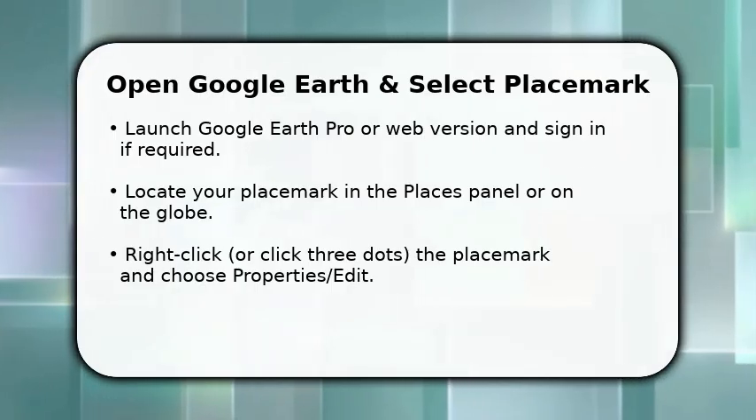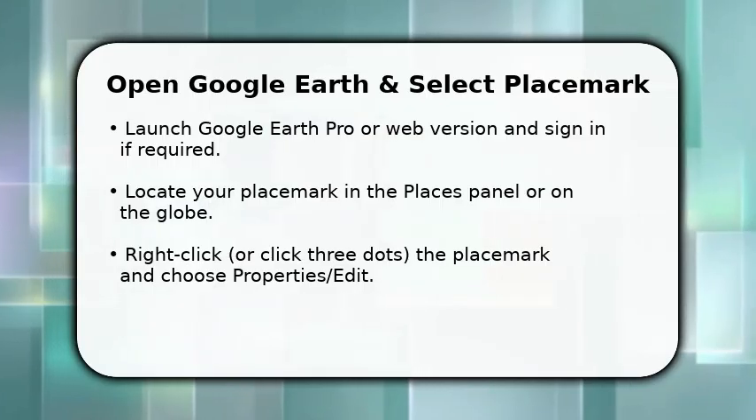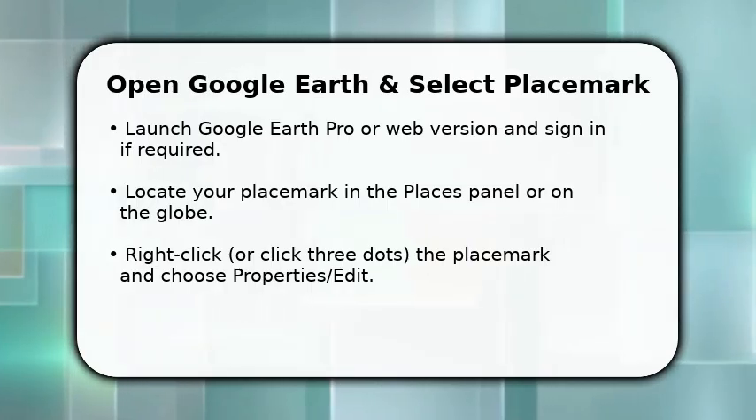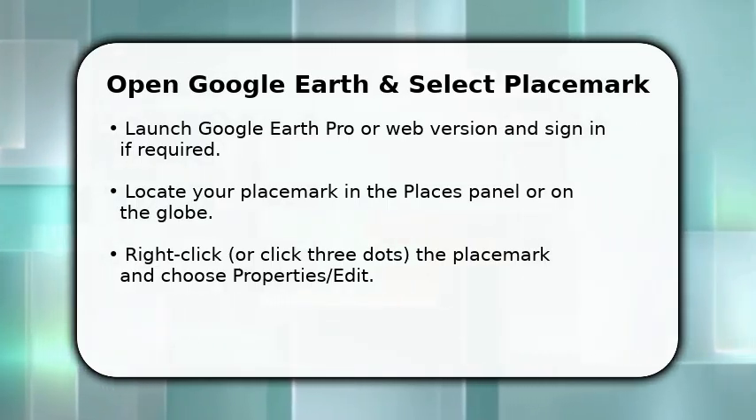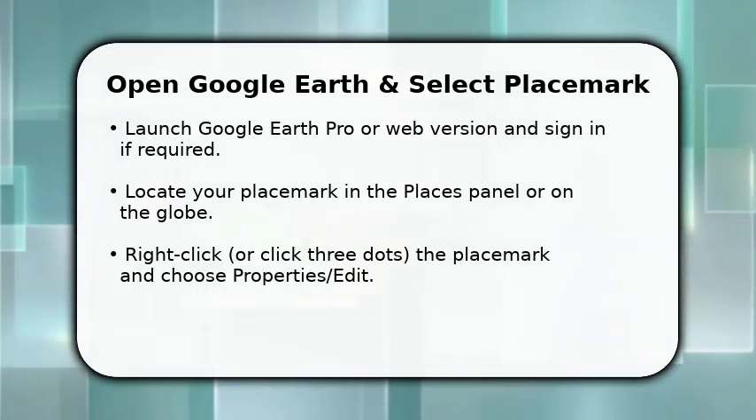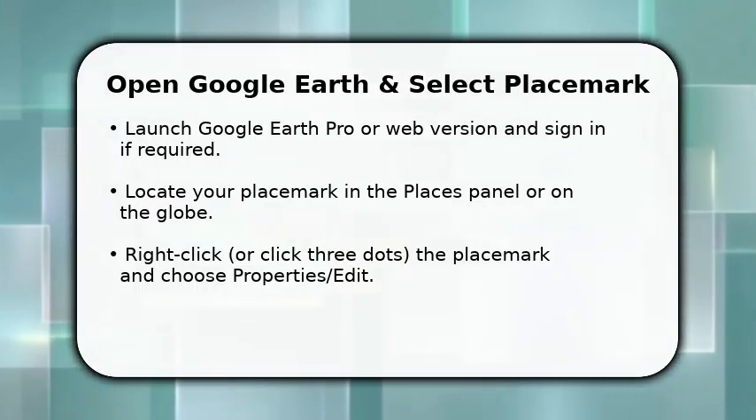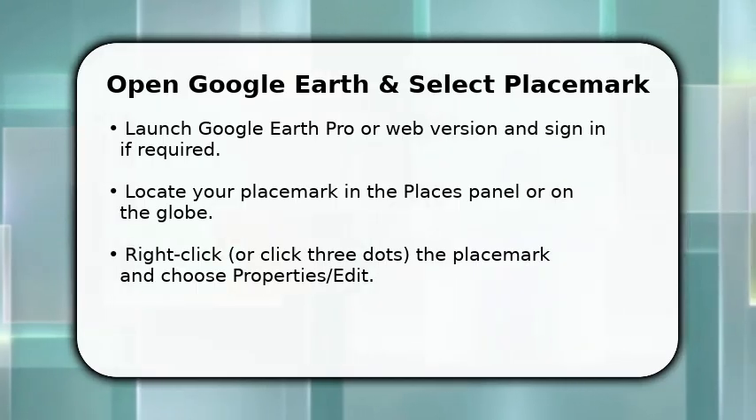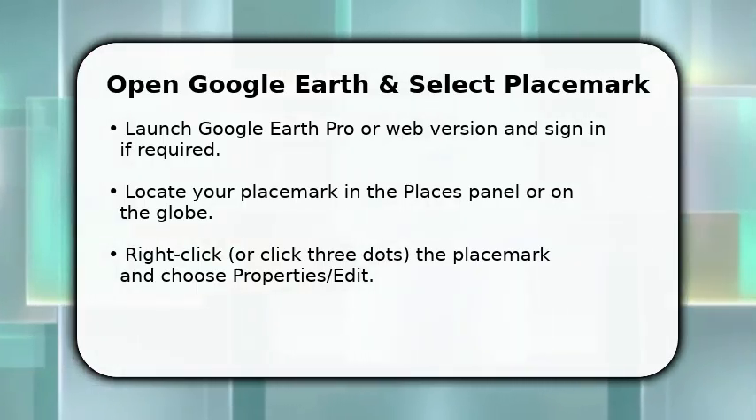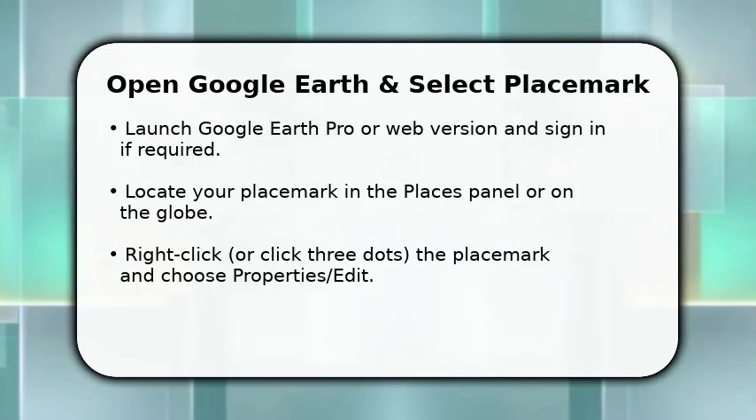You start by opening Google Earth and finding the placemark you want to change. Once found, select it in the Places panel or click it on the map so it's active. Next, right-click the placemark or use the three-dot menu and choose Properties or Edit depending on your version. This opens the placemarks dialog where most icon settings live. Make sure the dialog is visible before moving on so you won't lose your place.